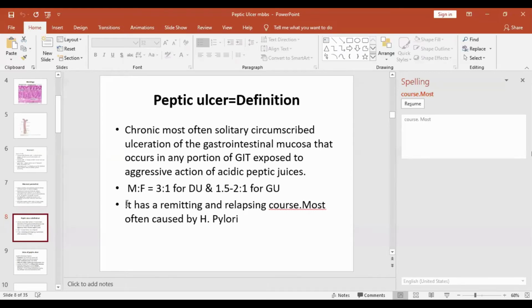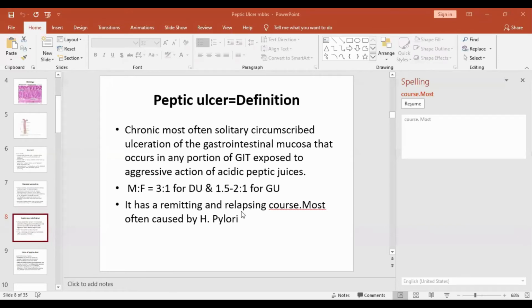In the male, it is more common. So it is more common in males. There are two important types, those that occur in duodenum, and those that occur in the stomach. So this duodenal ulcer is more common actually, and it is 3 times more common in males. Then gastric ulcer is 2 times more common in the males than the females.